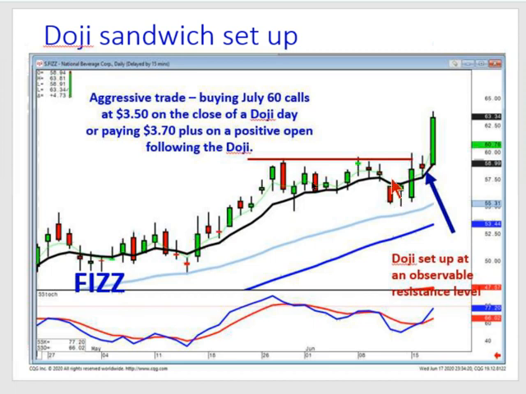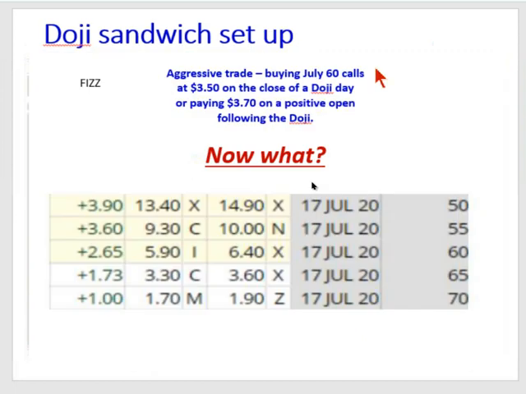So if we were more conservative, maybe the following day we had to pay $3.70 or $3.90 for those same calls. So the risk factor is what everybody might be expecting. Now, why did I put this on here? If we were buying the July 60 calls at $3.50 and bought on the next day, we had a pretty good profit in it.